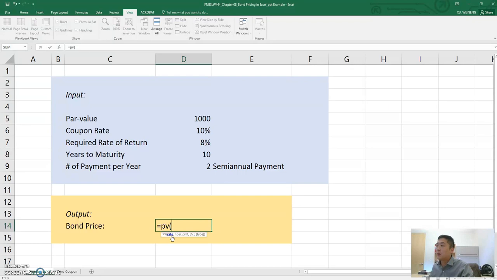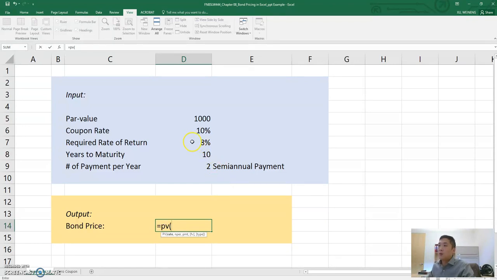This is basically the required rate of return or the discount rate for this sequence of cash flow. And here the sequence of cash flow is of course the bond coupon payment plus the final repayment of the par value. So here the discount rate needs to be related to the required rate of return. But note that you need to tell Excel what is the required rate of return per period. Since this bond is a semi-annual coupon bond, which means there are 2 payments per year, the rate needs to be adjusted.